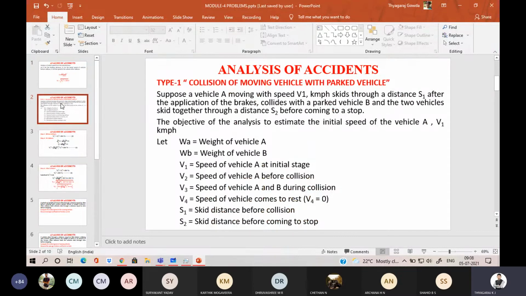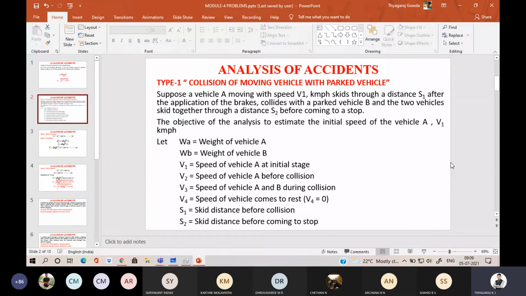Okay. Note down the important part, that is a type 1 accident, collision of a moving vehicle with a parked vehicle. When the moving vehicle collides with the parked vehicle, we are going to determine its initial speed. So when solving the problem, I am going to show how this moving vehicle collides with the parked vehicle.